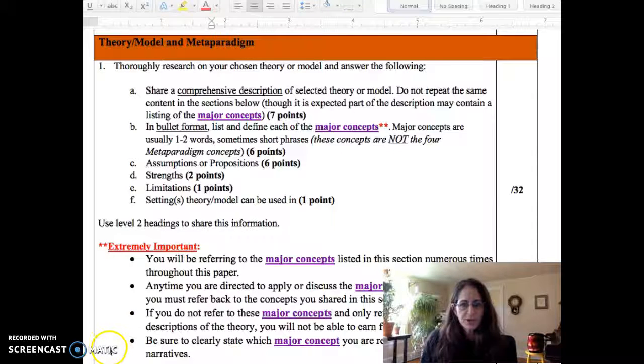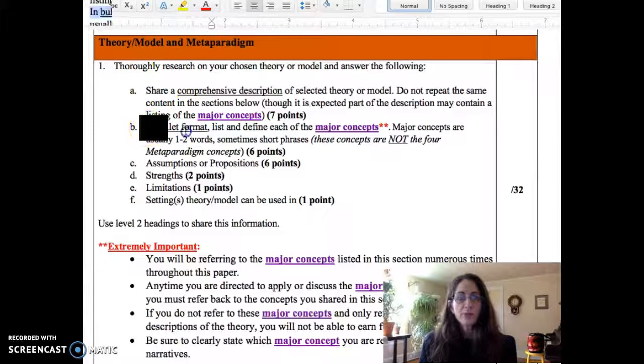Okay, so what I'm going to do here is review the major concepts and how to use them throughout the paper. So clearly, in this section of the theory model, in bullet format, you're going to list the major concepts, okay? As it says up above, you might write about them briefly in the major description of the theory, but you're going to be using these bullet-pointed concepts throughout the paper. They're usually just a couple of words, like for Orem, self-care, that's one concept. Culture, that's one concept, okay?